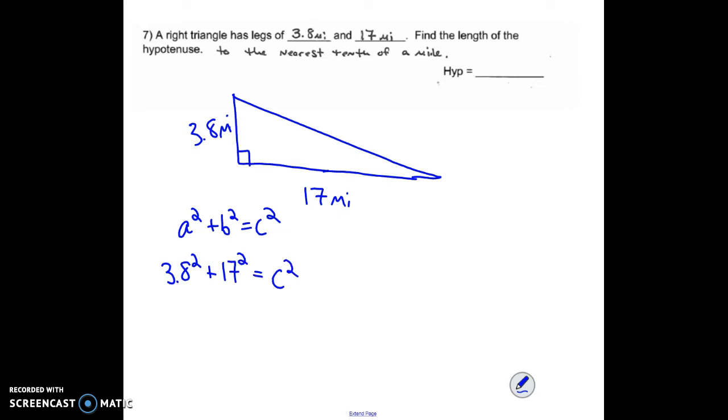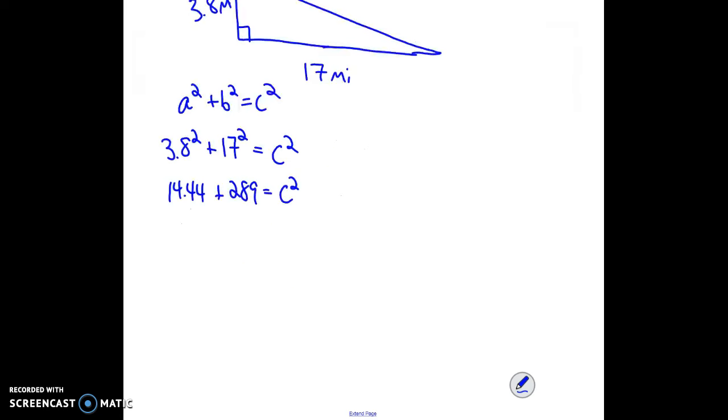I'm going to do 3.8 squared, 14.44, plus 17 squared, which you guys all have memorized, 289, equals c squared. No laughing, humor there. All right, add the two together. 303.44. Hey, am I done? No way, Jose. Right? I got to take the square root of both sides. C squared means some value multiplied by itself equals 303.44. What I do to one side, I got to do to the other.